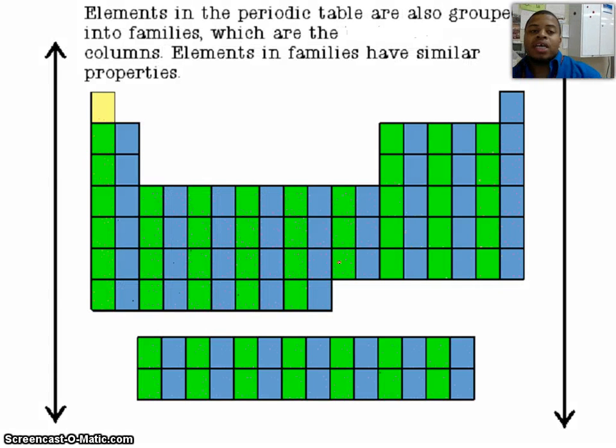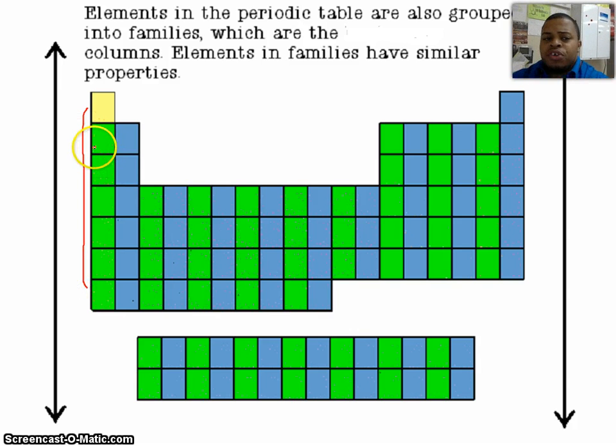Now, when we look at the periodic table, we have to look at it in a couple of ways. One, we want to look at what happens in the families or the groups. The groups are going to be the columns. So this will be group 1, and we're going to talk about what the properties are of each individual group, because each one has some specific properties that you want to pay attention to.